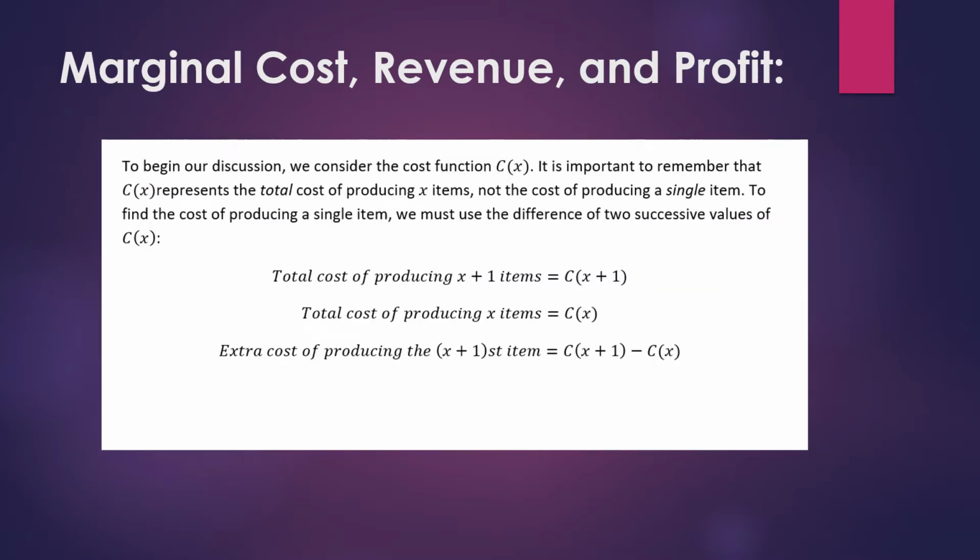So a few things to clarify before we get started. If we're looking at the cost, revenue, or profit function, for example, C of x represents the total cost of producing x items, not the cost of producing a single item. So for example, the total cost of producing x plus 1 items would be C of x plus 1. The total cost of producing x items would be C of x. So if I wanted to know what is the exact cost of producing that one extra item, it would be C of x plus 1 minus C of x.